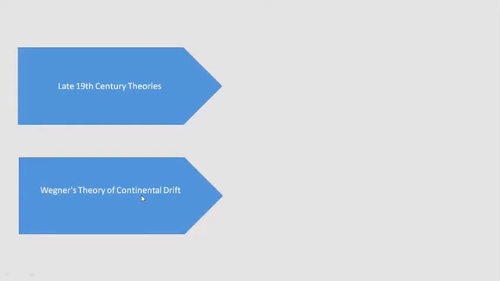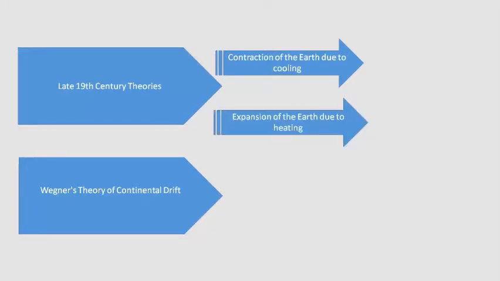Now we have already studied Wegener's theory of continental drift. When we study the late 19th century theories, we find that there are two theories. One has to do with contraction of the earth due to cooling, and the other with expansion of the earth due to heating. This is a very common physics law: when anything cools, it contracts, and when anything heats, it expands. This is taught in class 8 or 9.